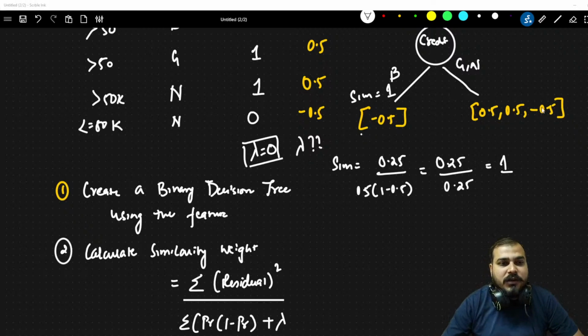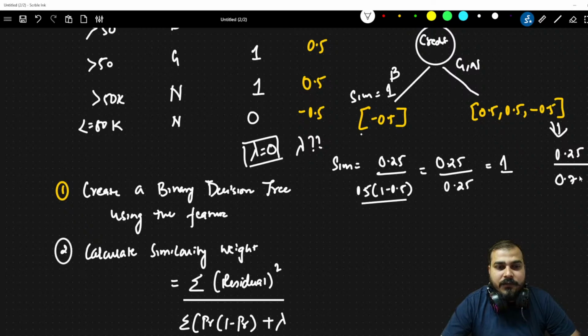Now what about the similarity weight of this node if you want to compute? It is again very, very simple. This and this will get cancelled. Then again it will be 0.25 divided by 0.75, which is 1 by 3, that is nothing but 0.33. So the similarity weight will be 0.33.